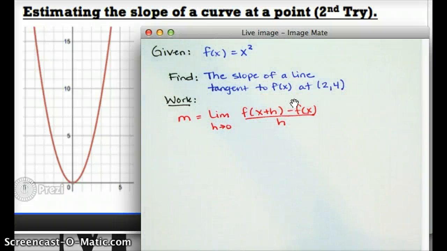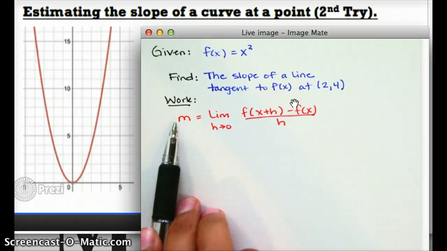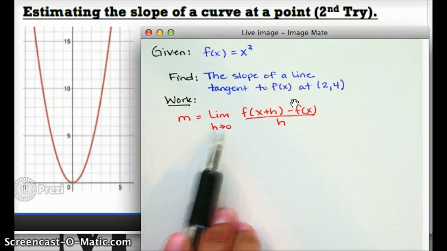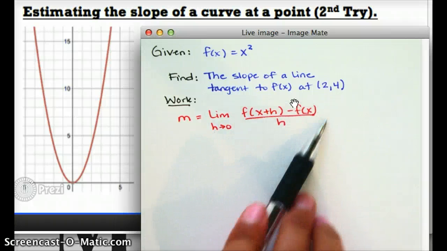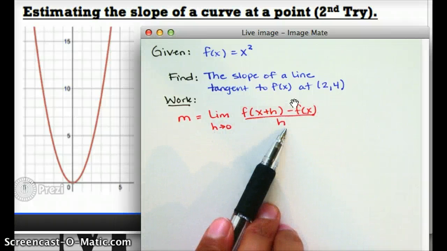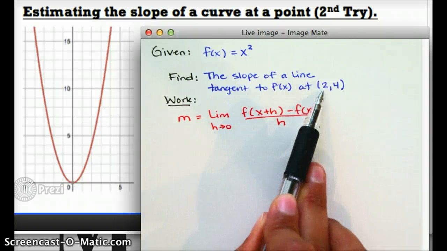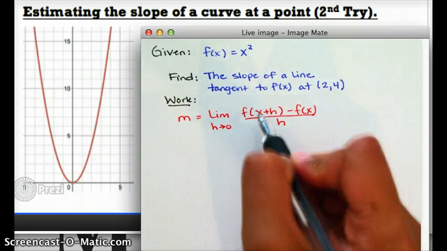This is just a limit problem. Should be easy. Well, it's easy as long as you know what you're looking at. M means slope. H is some value that's getting closer and closer to 0. What's x? Right, this is the tricky part. In this situation, x represents the x value of the point at which we're interested in the tangent. In this case, we're interested in the point 2, 4. So x is just 2.